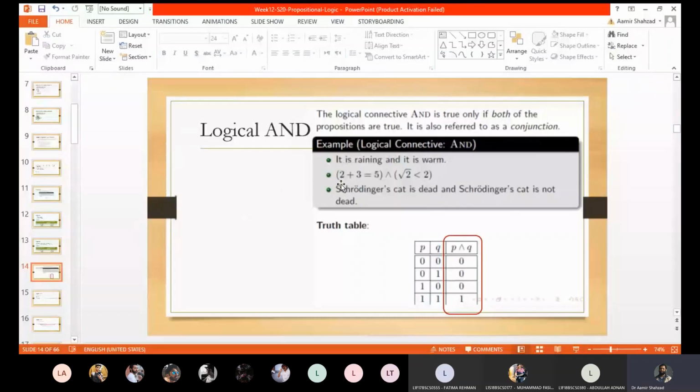Second example, 2 plus 3 is equal to 5. Yeah, that's true. And under root 2 is less than 2. Yeah, that's also true. So true and true is true. So this whole statement becomes true.